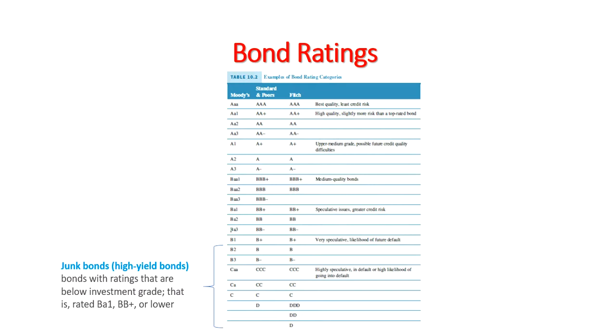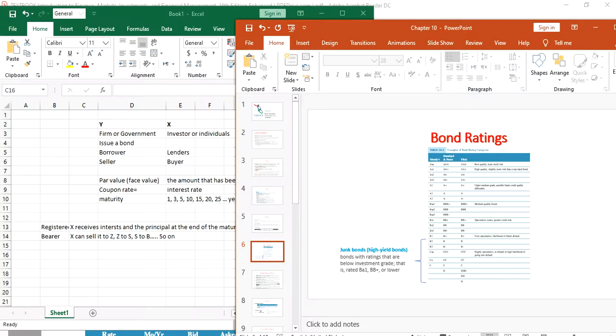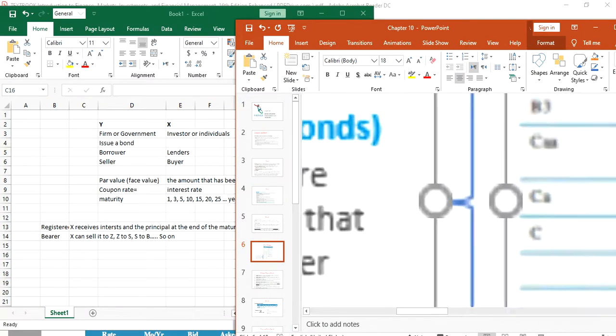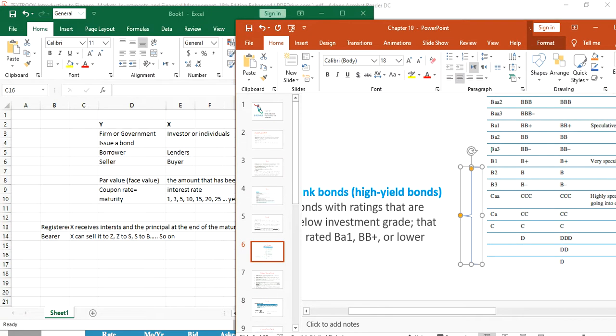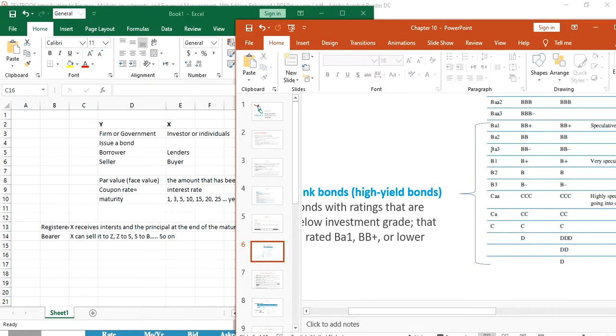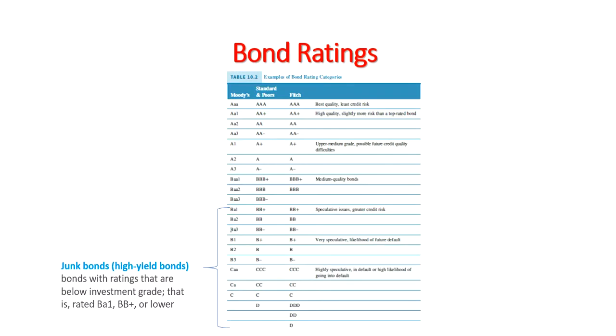But when we get down here, BB1 here, those borrowers are risky, and the bonds issued by a company in this area, BB plus or lower, those bonds are so-called junk bonds.